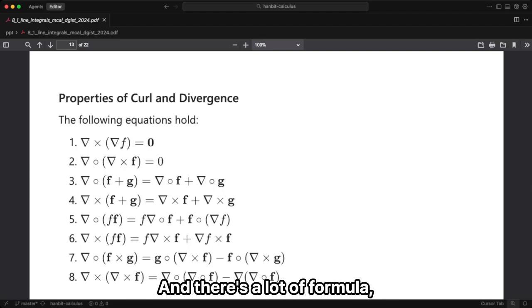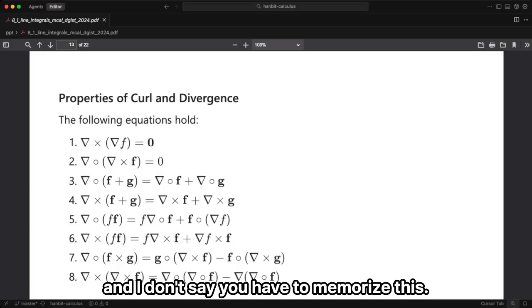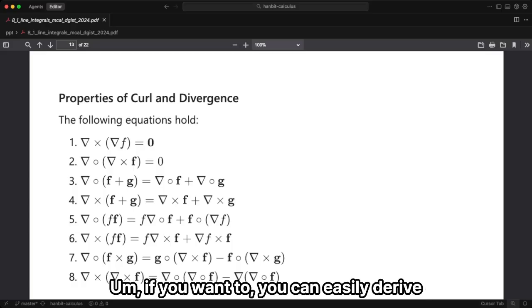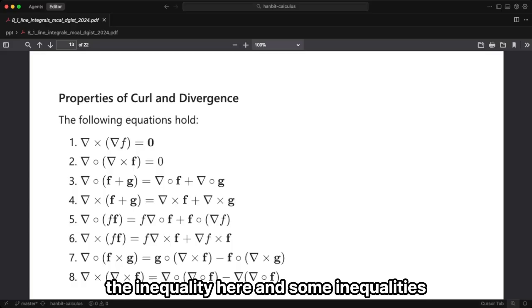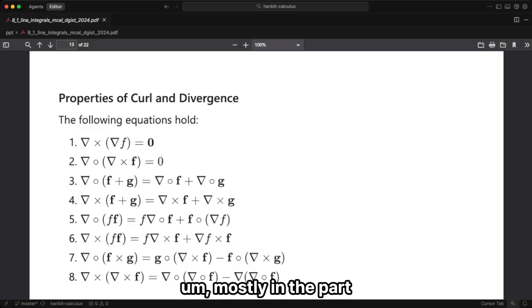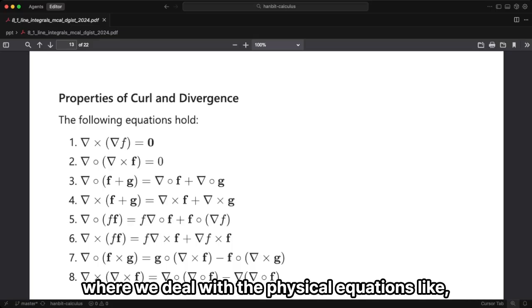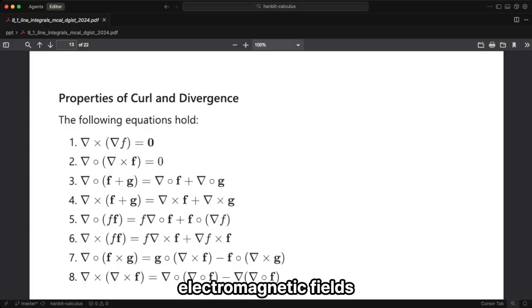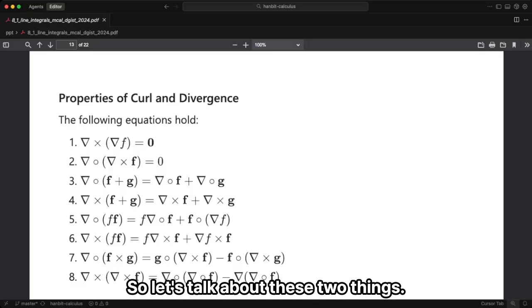And there's a lot of formula, and I don't say you have to memorize this. If you want to, you can easily derive the inequality here. Some equality is not intuitively clear, but these are something we need mostly in the part where we deal with the physical equations, like the electromagnetic fields or something like that. So let's talk about these two things.